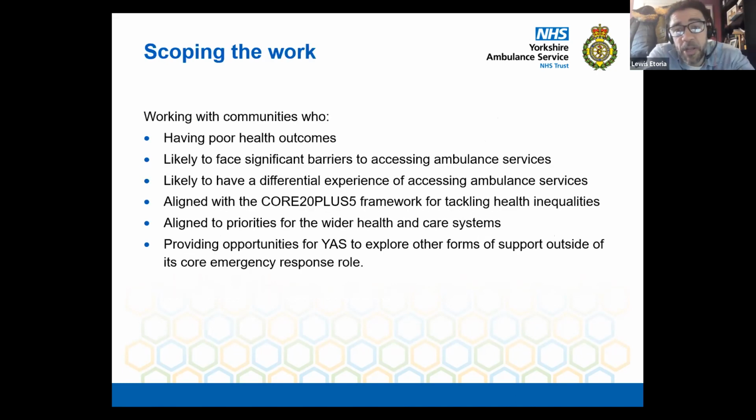In terms of scoping it, this is part of the briefing that we sent to our ICS partners, just to tell them what we want to do and how we want to do it. So this is the first bit. We're working with communities that we know have got poor health outcomes, face barriers to access, differential experience, aligned with the Core20PLUS5 framework. We do this work without the framework, but it's a useful reference point for us as well. We want to work with communities that are also aligned to the communities that our wider system partners want to work with, and communities that we think we can work with to explore other things that YAS can do outside of our core emergency response role.